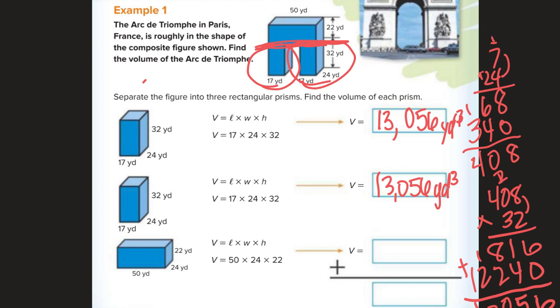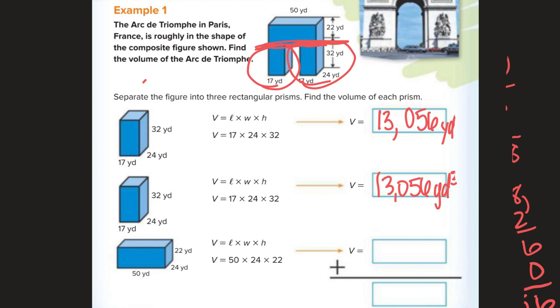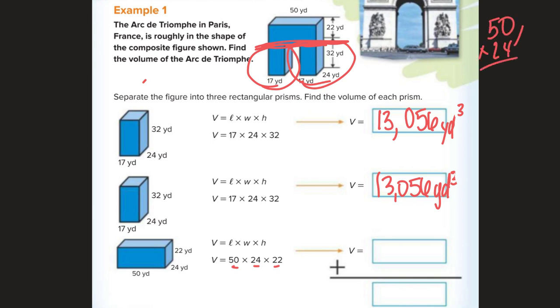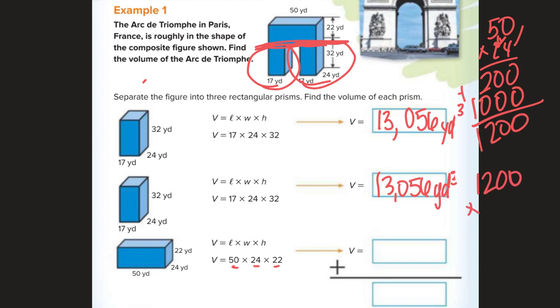All right, I'm going to erase this. Now, you wouldn't erase because you would do this in your notebook. Okay, and then I need to do 50 times 24 times 22. 50 times 24 is 1,200. Now I need to do 1,200 multiplied by 22.